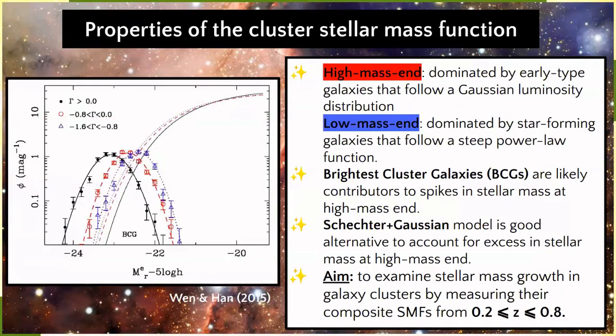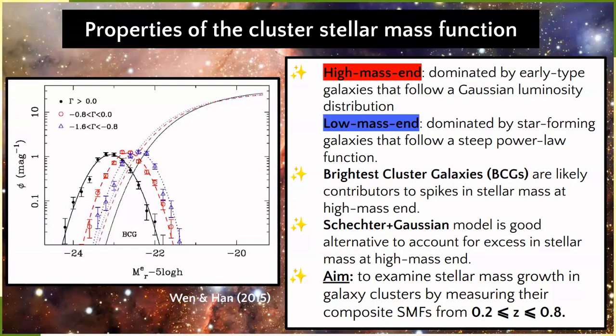So the cluster SMF is typically dominated by two galaxy populations, where the high mass end is characterized by bright early type or red galaxies that follow a Gaussian-like stellar mass distribution, and the low mass end, which is characterized by star-forming blue galaxies that follow a steep power law-like function.